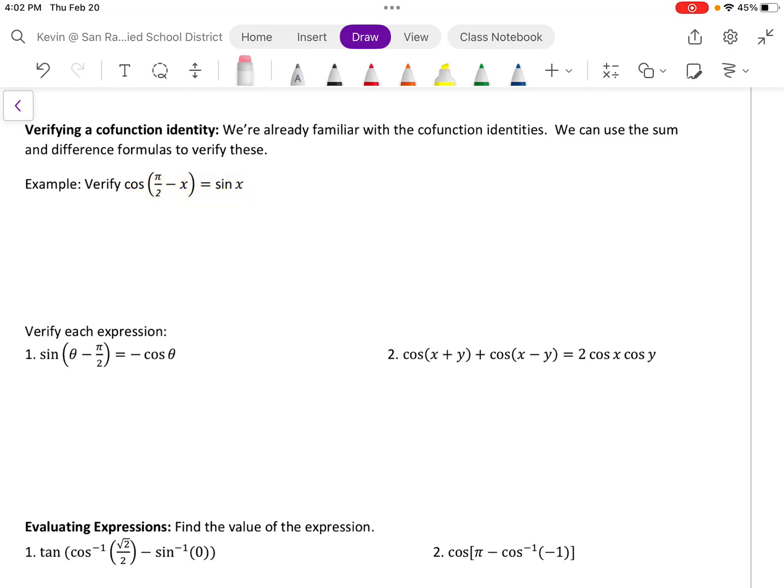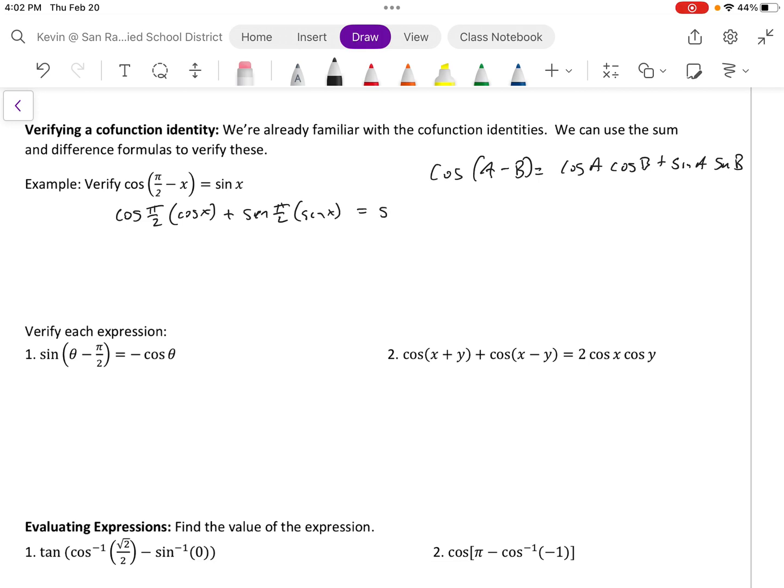So we're going to do that, and we will use the fact that cosine of A minus B equals cosine of A times the cosine of B plus sine of A sine of B. So we will write cosine pi over 2 times the cosine of x plus sine of pi over 2 times the sine of x. All of that's going to equal sine of x.